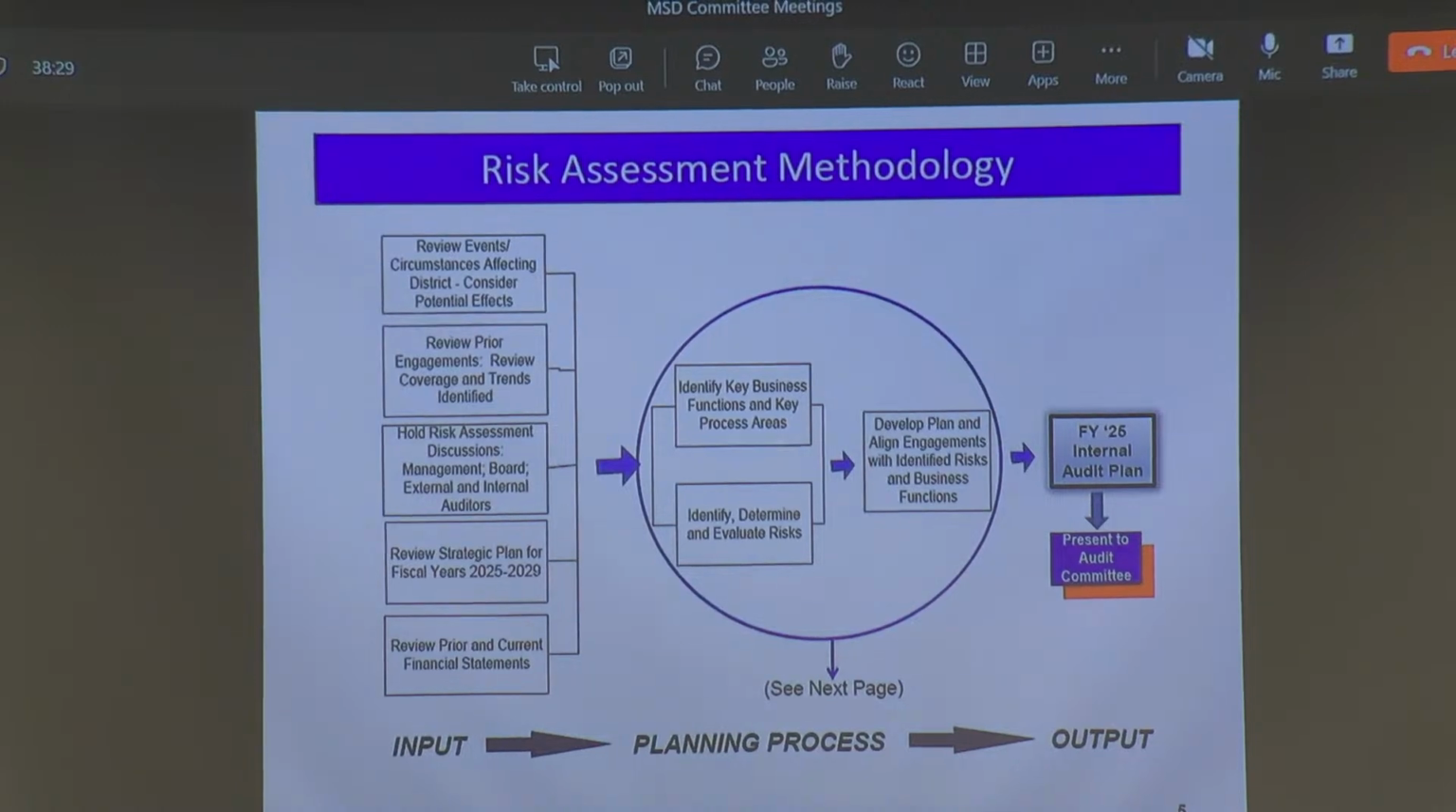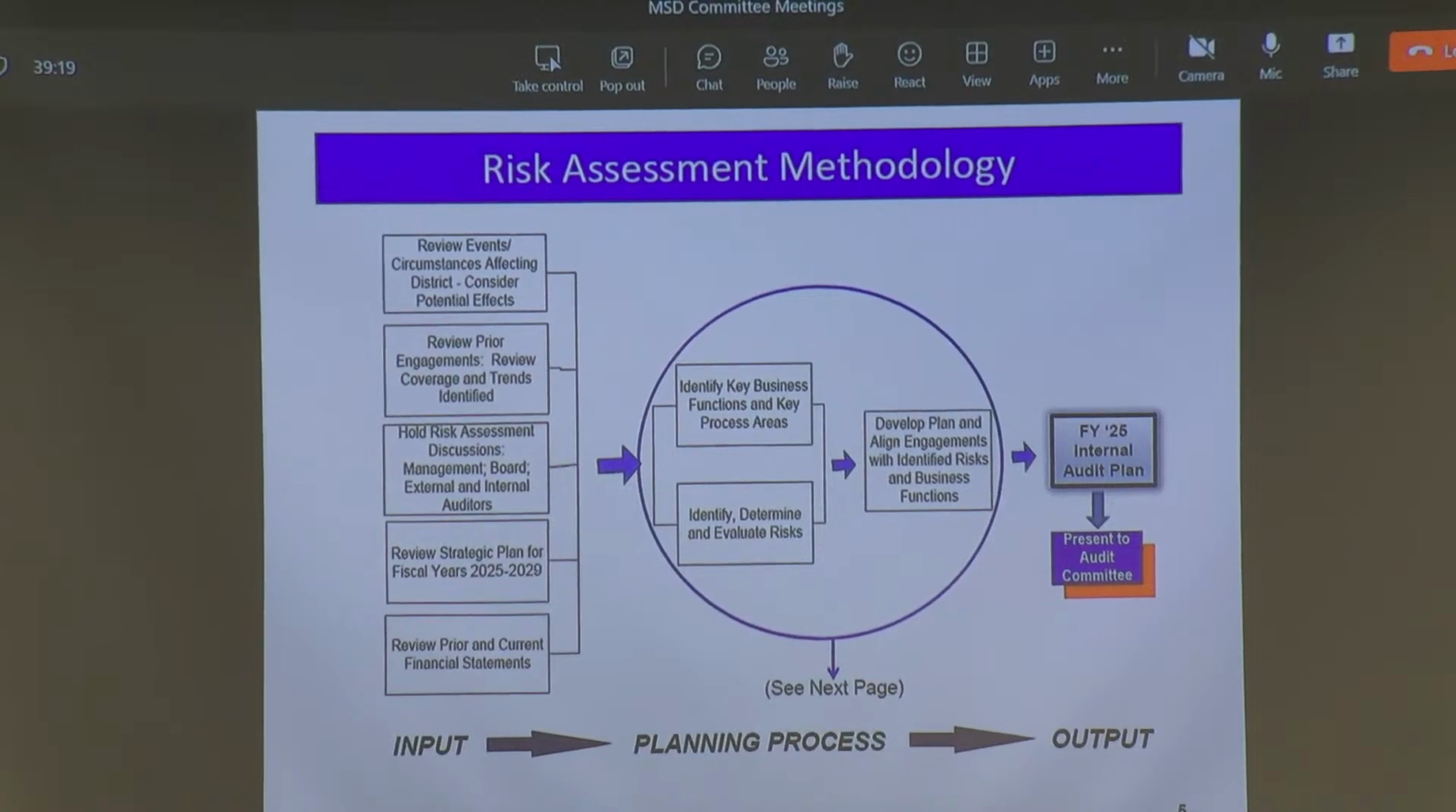Slide 5. For the next few pages, I just want to go over the risk assessment methodology we use to develop our audit plan. As this slide moves left to right, the left is the inputs, so to speak. We'll review the events and circumstances affecting the district, any changes: more construction, bond issuances, new systems, personnel changes, those types of things. We look at the prior engagements, the coverage and the trends. We hold discussions with members of management, meet with my team. I did reach out to you guys. I also talk with the external auditors. We look at the strategic plan and financial statements. We bring that all into a big stew, so to speak, and then identify the key areas and process areas, evaluate the risk, and from that we develop an audit plan.